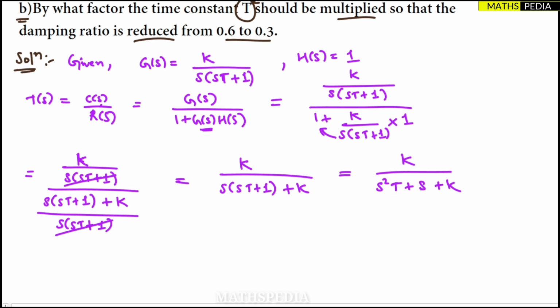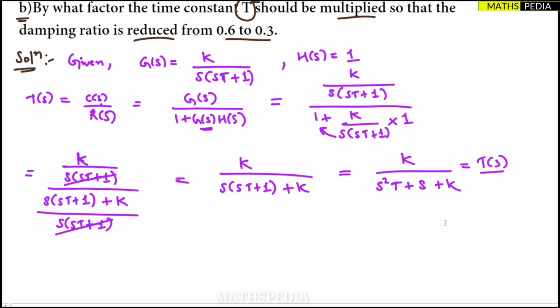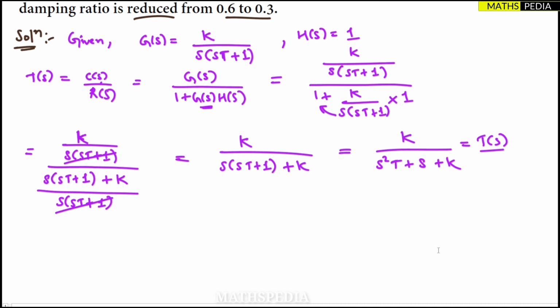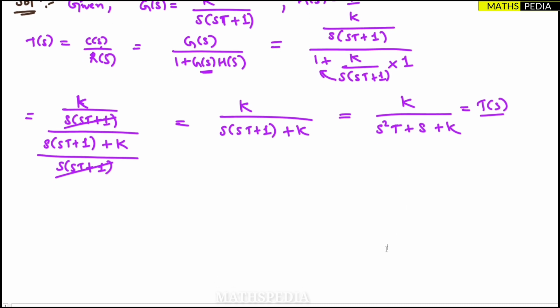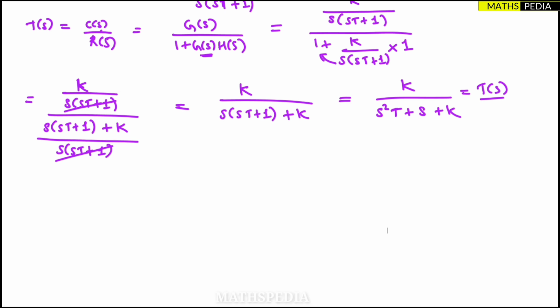This is the final transfer function we have got, C(s) by R(s). Now we have to compare it with what? The standard second order system, because here s squared came, which is nothing but second order. Now the closed loop transfer function of a second order system is given as a standard equation, so we are comparing it with the standard equation.